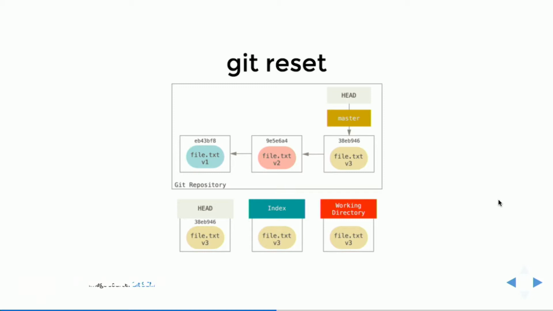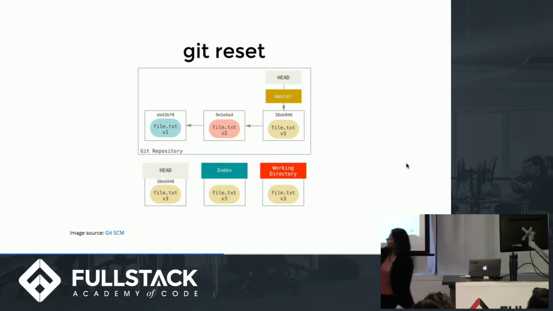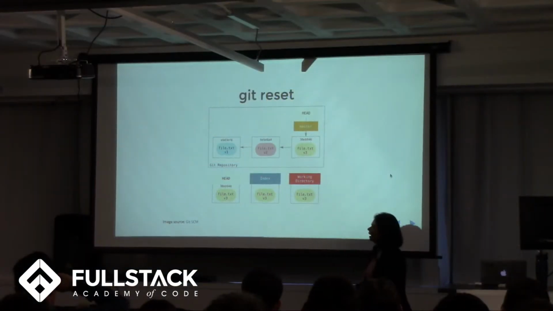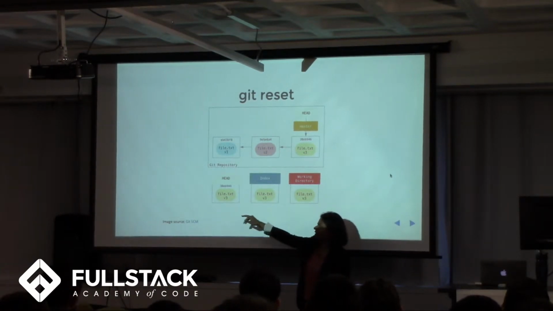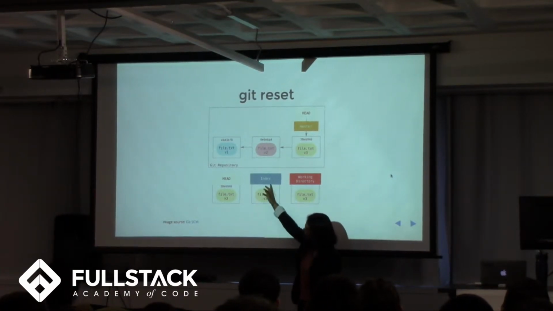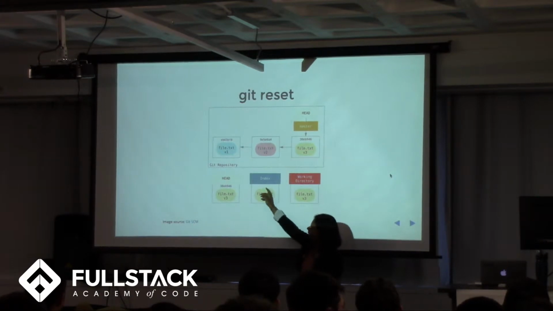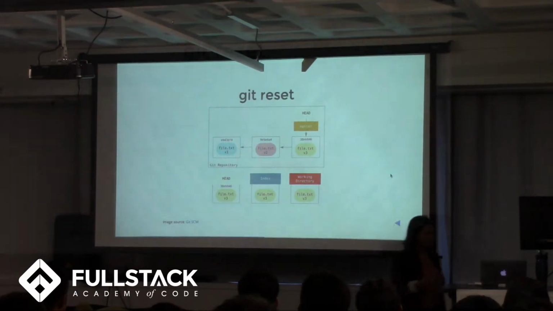But before I go there, I just want to walk through again what happens when we do make changes. So say you made a change in your working directory. When you do git add, it adds a copy of it in your index. And then when you do git commit, Git creates a commit object that points to this snapshot of this work, and then points head to that object.